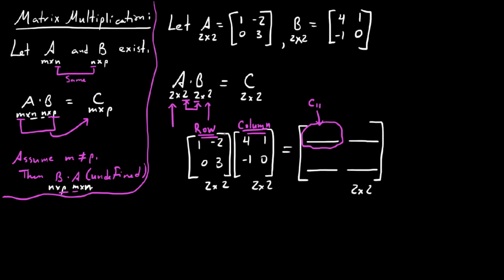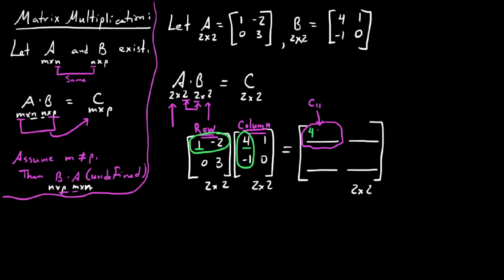We're going to refer to the first row in the first matrix and the first column in the second matrix, okay? Here's how this works. We start with the first entry here and the first entry here. We multiply those, and we get 4. So that 4 is going to go here.